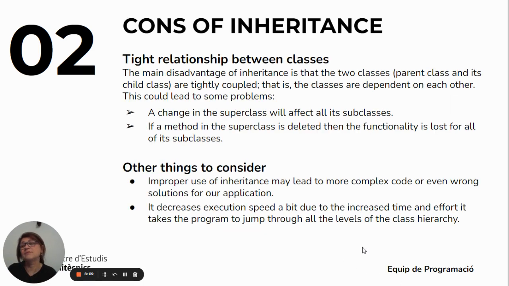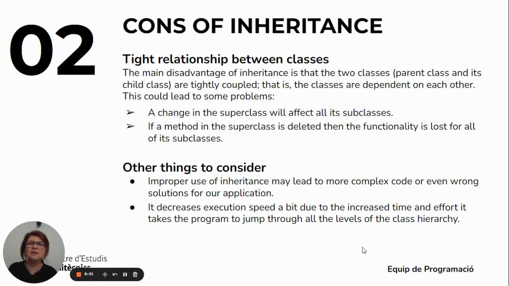Cons. Disadvantages. Of course there are. Tight relationship between classes. The main disadvantage of inheritance is that two classes, the parent and the child, are tightly coupled. That is, classes are dependent on each other. This could lead to some problems. A change in the superclass will affect the subclass. If a method in the superclass is deleted, then the functionality is lost for all its subclasses.